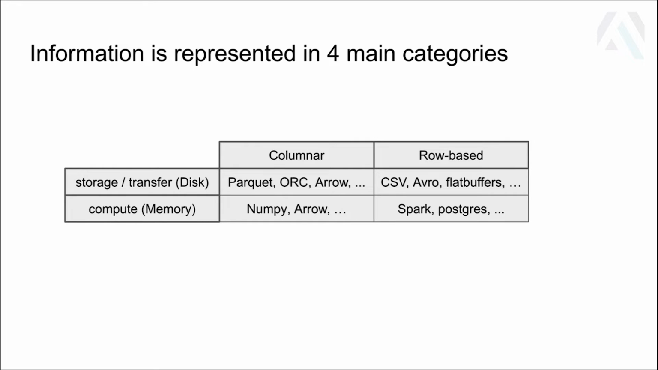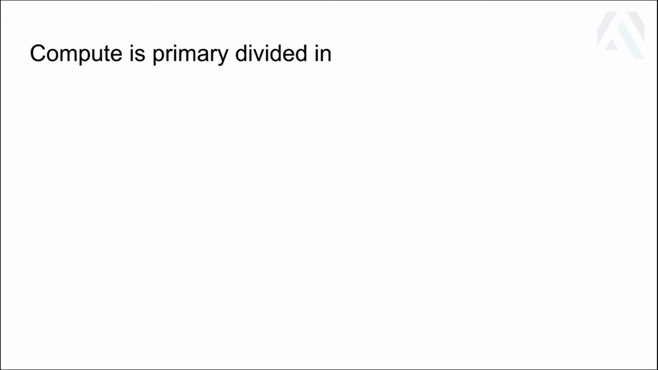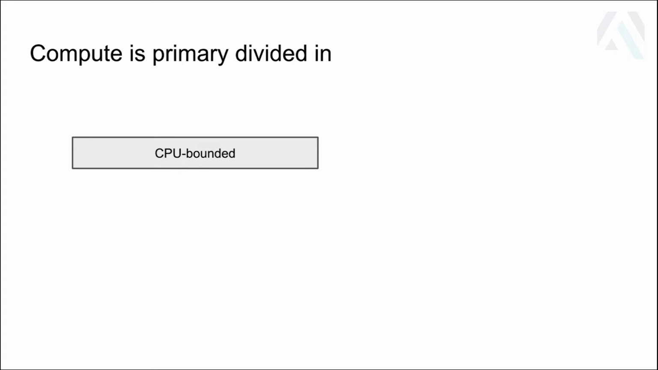So these are the two directions in which we usually represent information. Besides information, there is an important aspect of analytics, which is the compute. And in compute, I like to divide it into two main sections. This is part number 2 of the 3 items that I want to introduce. In compute, I usually like to divide it between CPU bounded and IO bounded.